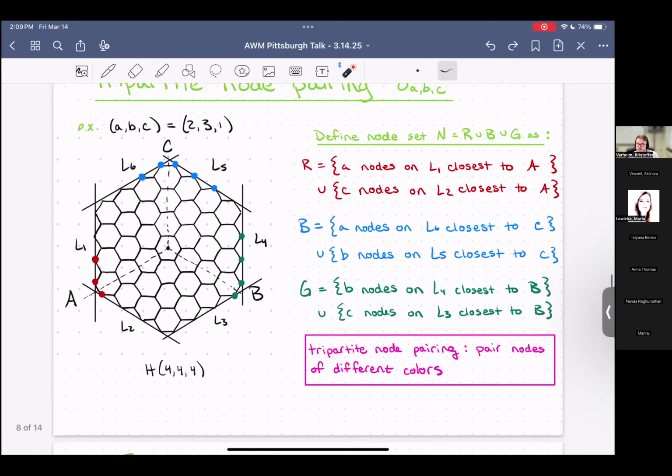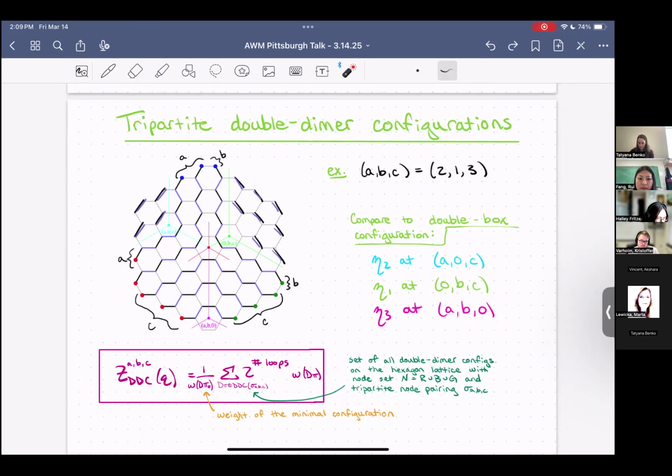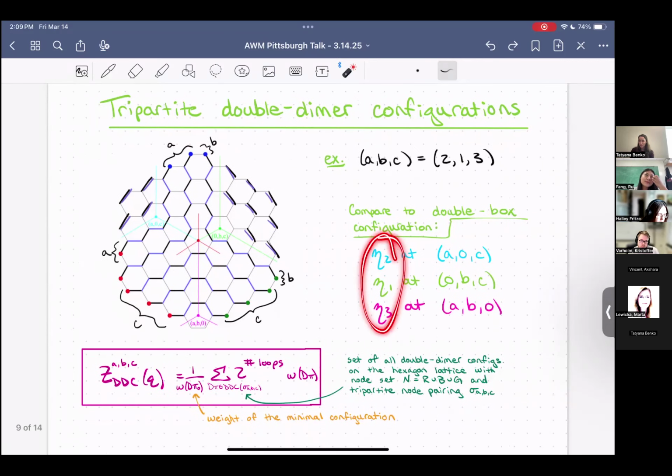Okay, so then what I'm thinking about here is these objects, double dimer configurations with the node set I just defined and the node pairing I just defined. So here's the generating function for those objects. I want to count them. And then kind of the idea is we map the double box configurations to these tripartite double dimer configurations, via the same folklore bijection that we talked about with just the plane partitions to dimer configurations. So you can see the base points of the plane partitions, eta 1, eta 2, and eta 3, are going to get projected here. And here's where eta int is going to live.